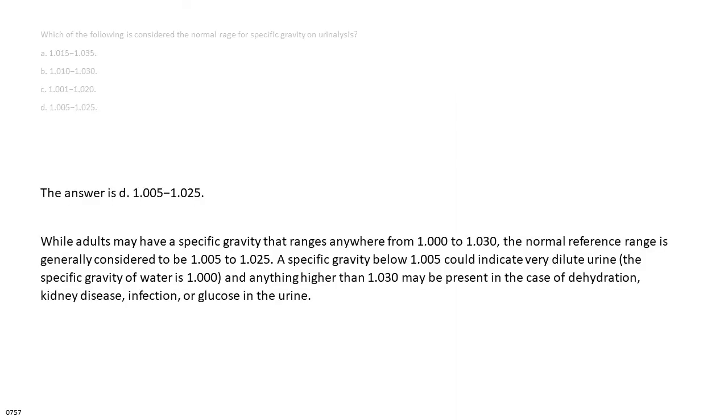The answer is D. 1.005 to 1.025. While adults may have a specific gravity that ranges anywhere from 1.000 to 1.030, the normal reference range is generally considered to be 1.005 to 1.025. A specific gravity below 1.005 could indicate very dilute urine. The specific gravity of water is 1.000, and anything higher than 1.030 may be present in the case of dehydration, kidney disease, infection, or glucose in the urine.